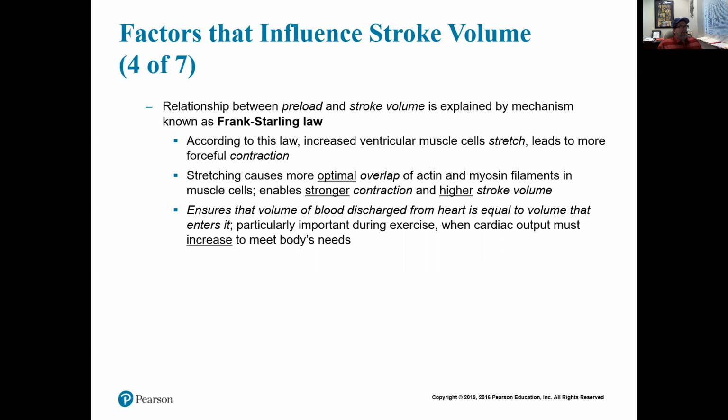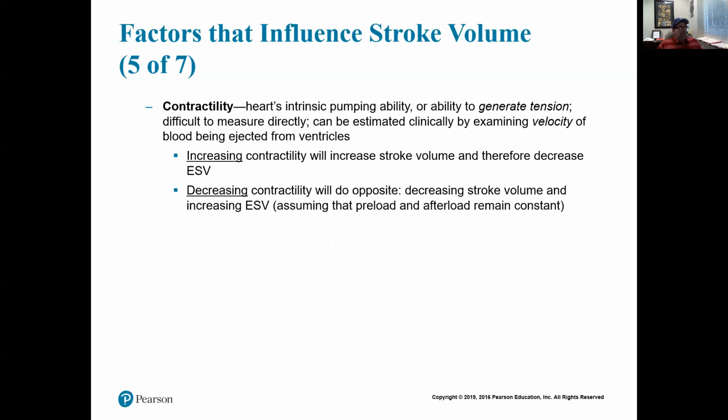Okay, and that's pretty wild. And this actually gets its name, it's called the Frank-Starling law. It's a relationship between preload and stroke volume. According to this law, increased ventricular muscle cell stretch leads to more forceful contraction. Stretching causes more optimal overlap of actin and myosin filaments in the muscle cell, enabling a stronger contraction and a higher stroke volume. This ensures that the blood discharged from the heart is equal to the volume that enters it. It's particularly important during exercise, because you don't want to pump too much out in one part or get too much from the heart, which would cause major problems in the body. Okay, pretty cool there.